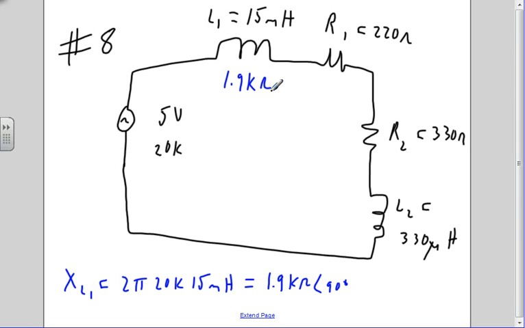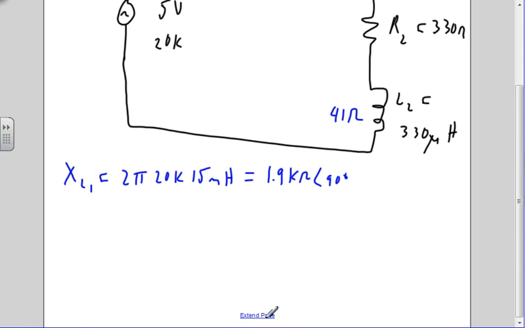And then we're going to do the next one: 2 times pi times 20 times 0.33. 41 ohms. Alright, so now we have everything we want.